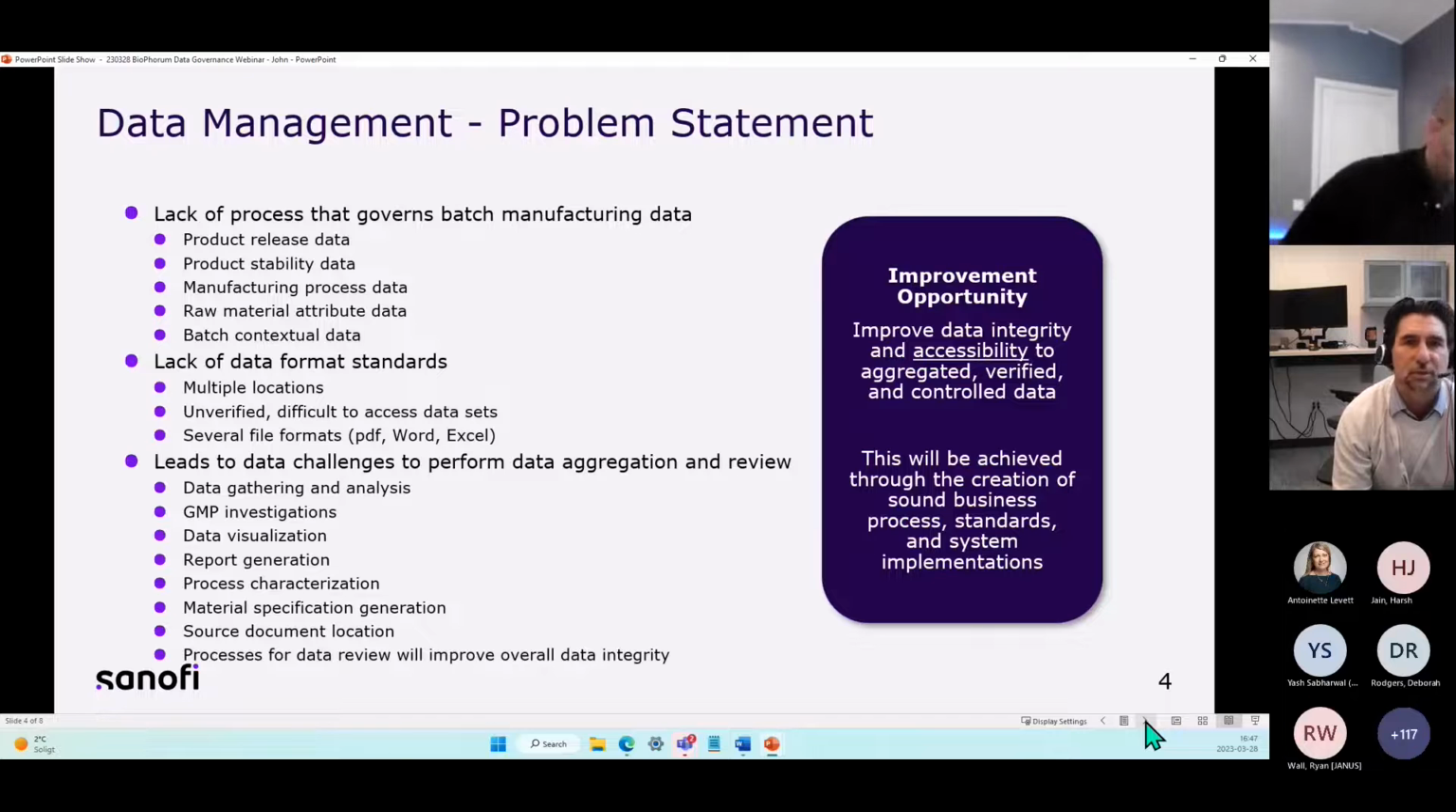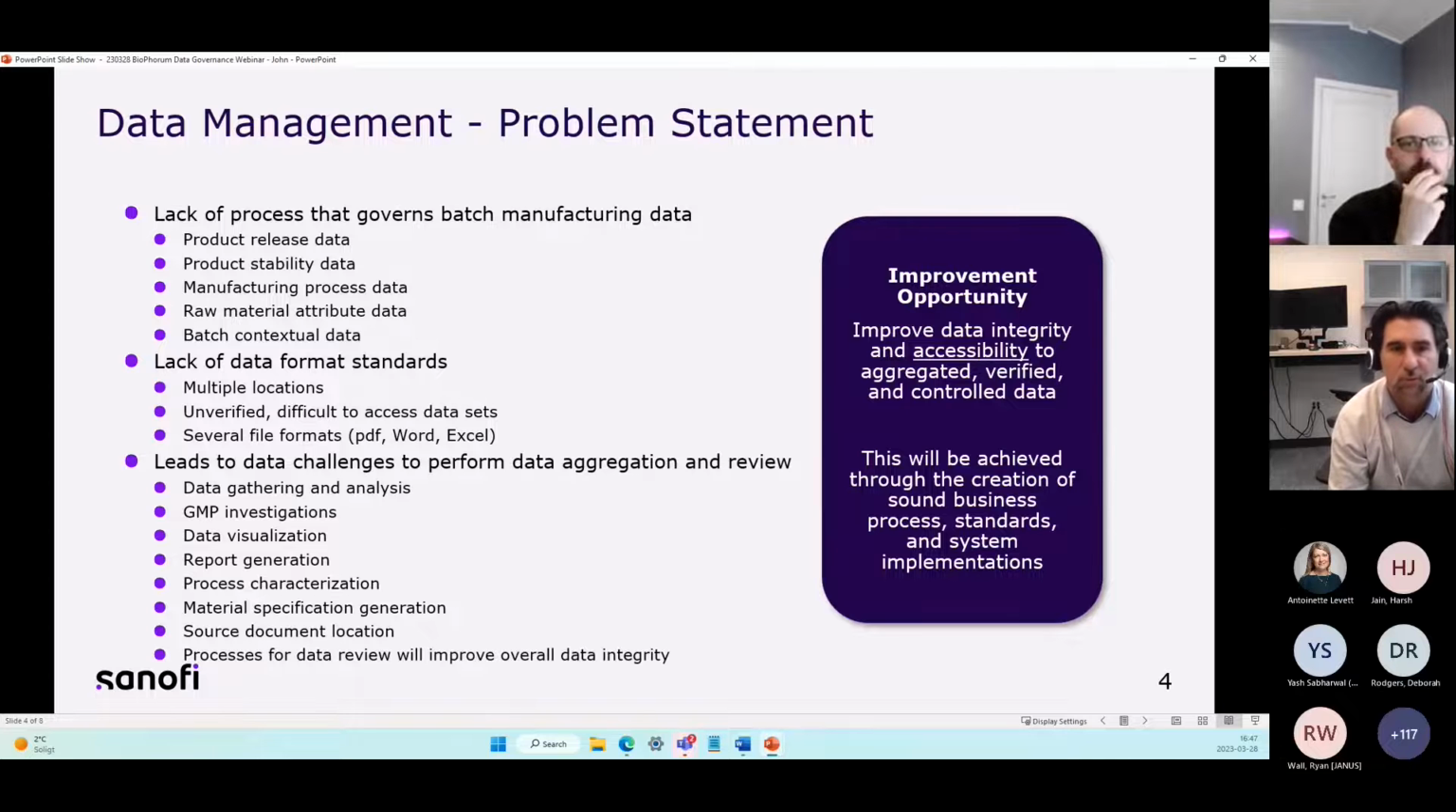And the data that I'm dealing with is mainly manufacturing data, and that covers any batch release or stability data, any manufacturing process data, any raw materials attribute data, and also any batch contextual data as well. And by batch contextual data, I mean, what scale was a batch, what manufacturing site, whether it was GMP or non-GMP, what was the batch used for, that sort of thing.